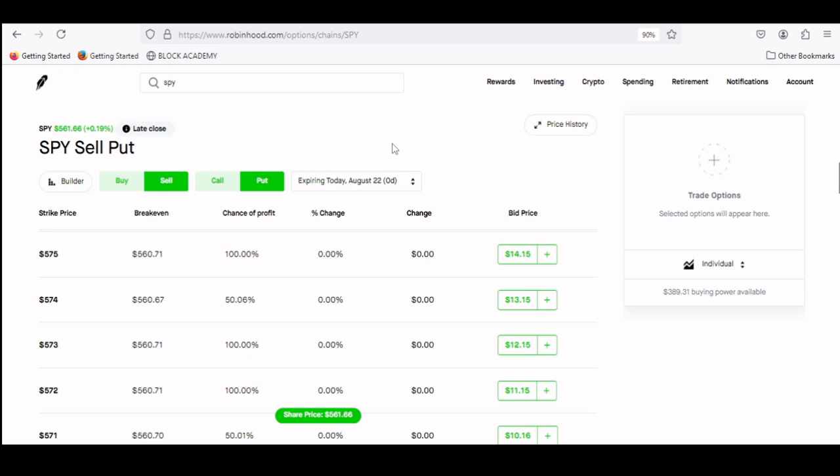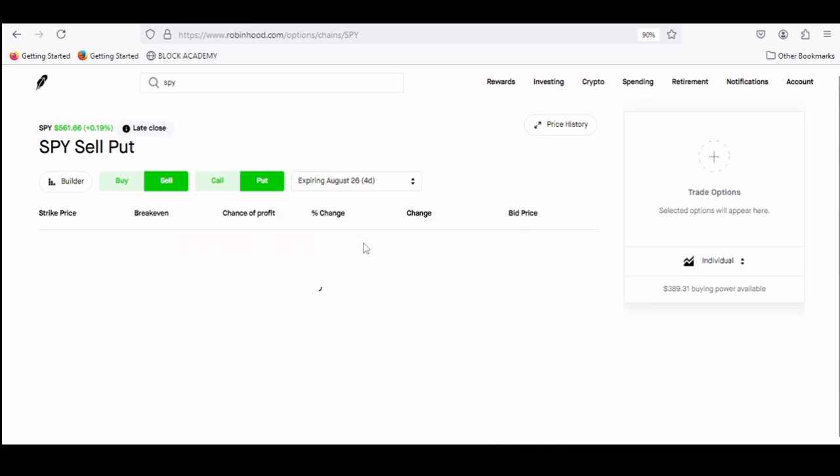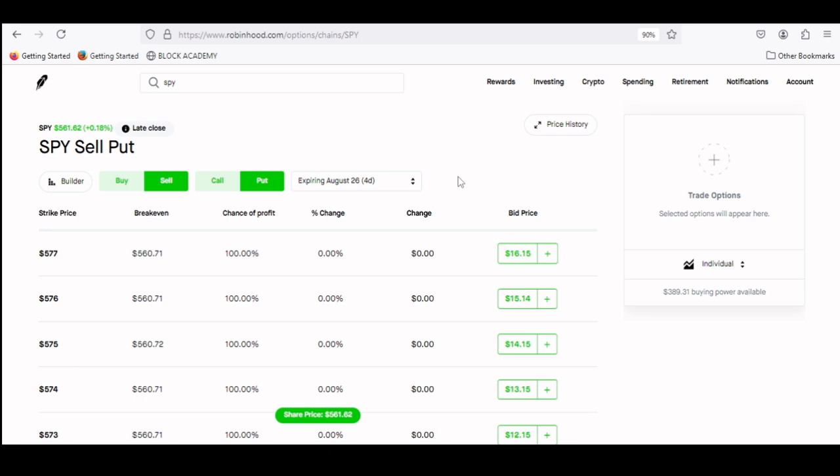So now we're going to choose our strike date. Now, the Spider ETF usually offers the daily expiration date, so you could trade multiple times with this. Not all stocks are like this, but just for the purposes of today's video, I'm going to be going with August 26th.